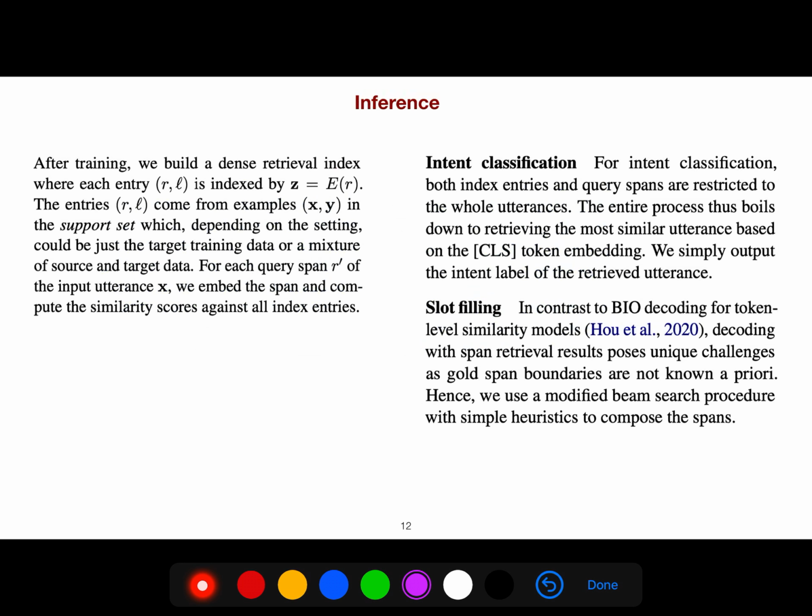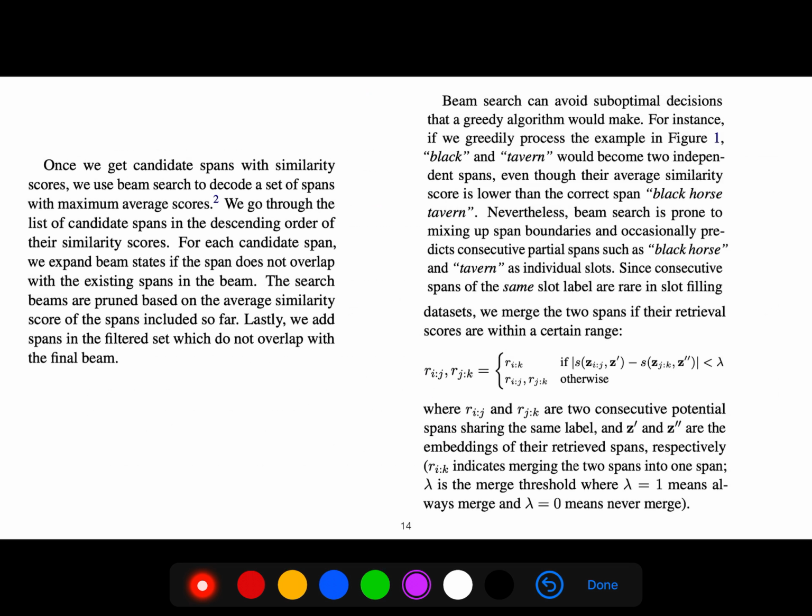And after training, we build a dense retrieval index, where each entry is indexed by Z, and the entries come from examples in the support set. So we have 2 tasks: intent classification and slot filling. So once we get the candidate spans with similarity scores, we use beam search to decode a set of spans.